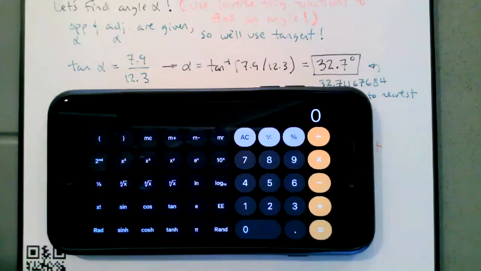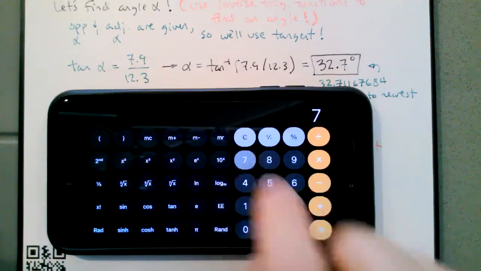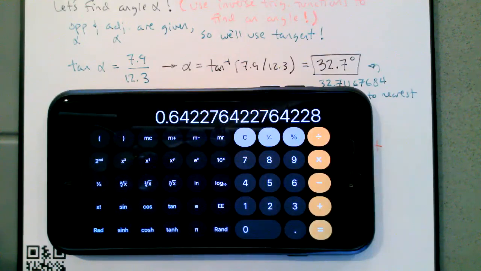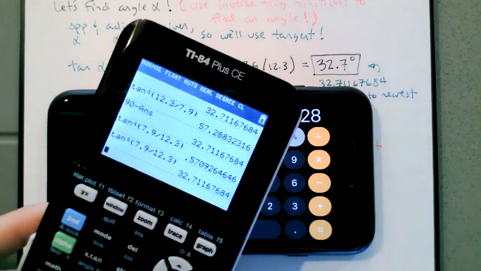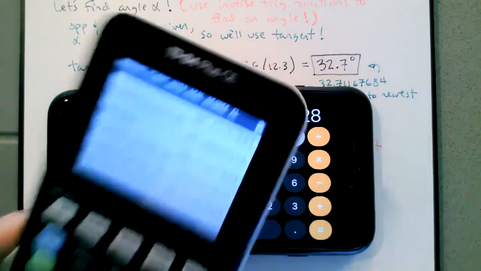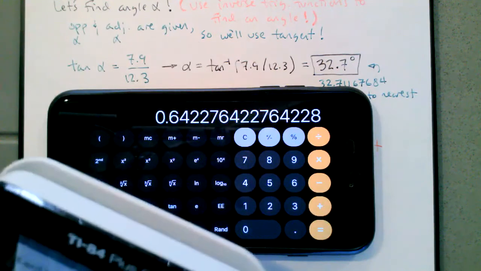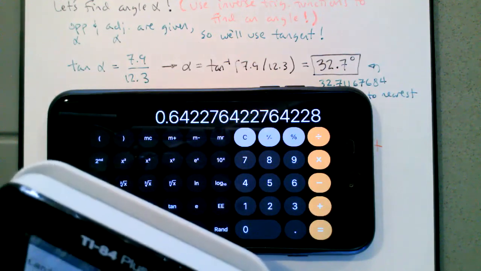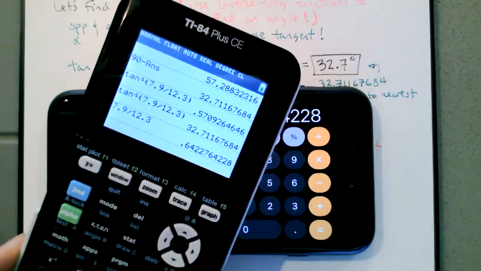So if I want to do the tangent inverse of 7.9 over 12.3, first I got to figure that out. I got to do 7.9 divided by 12.3 equals 0.642. You might remember this number from before. So this was a calculation that we did before. Oh, it's not there anymore. Oh, there it is. We did the 7.9 divided by 12.3.